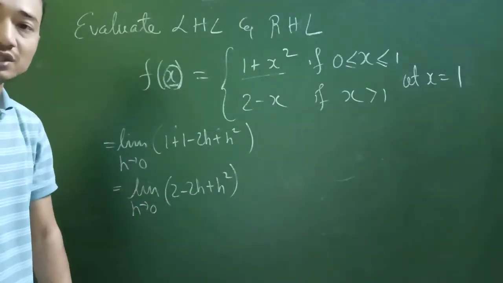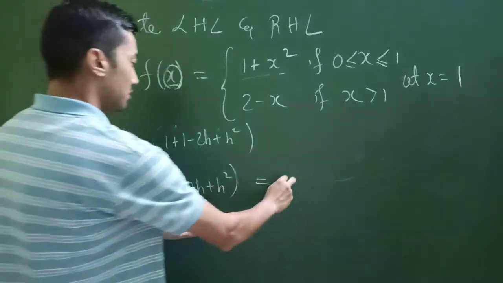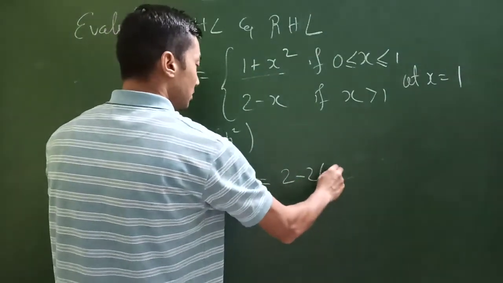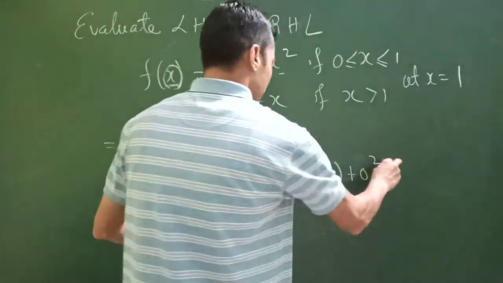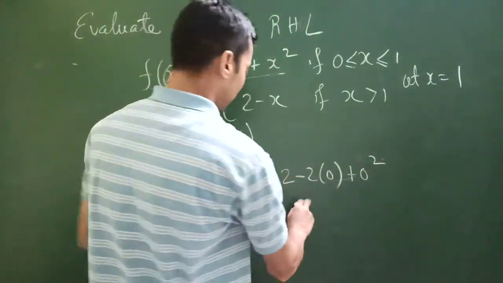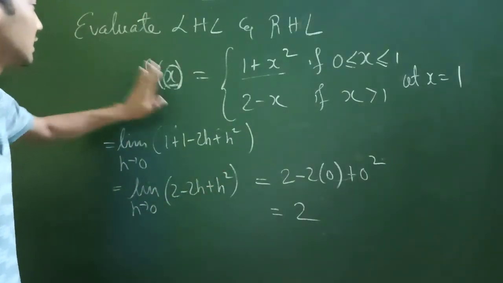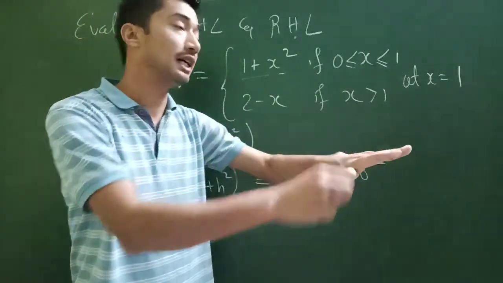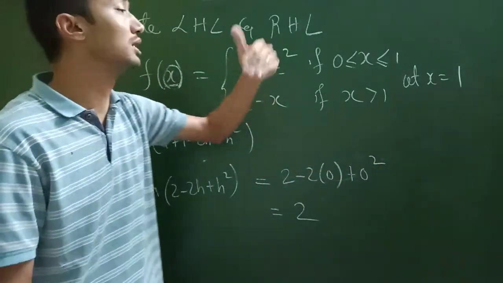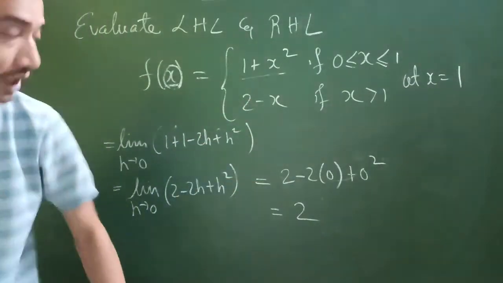Now you can substitute here. So I am removing the limit now in the next step. So it's going to be 2 minus, substituting the value of h equal to 0, plus 0 squared. So what do we have here? We have here only 2. So the value is 2. That means as x approaches 1 from the left hand side, this function will approach towards 2, which is quite clear.